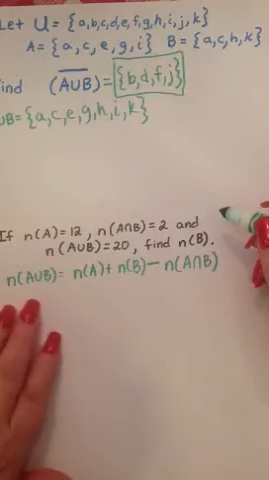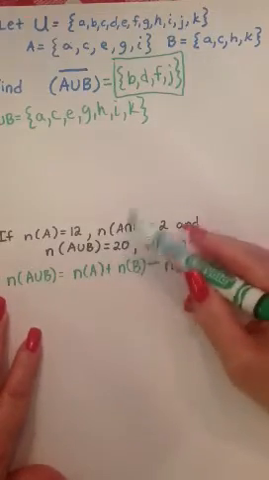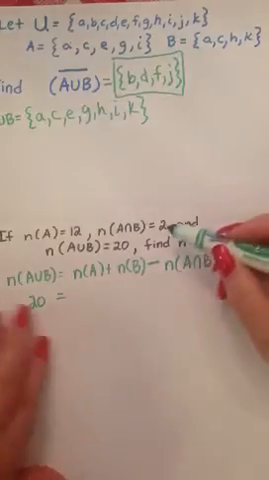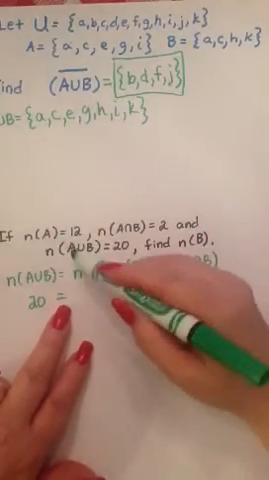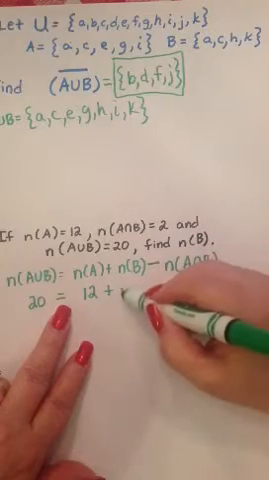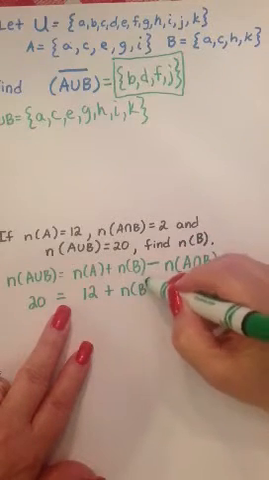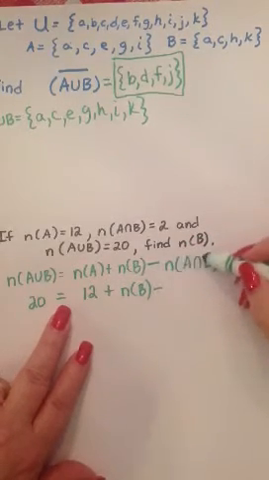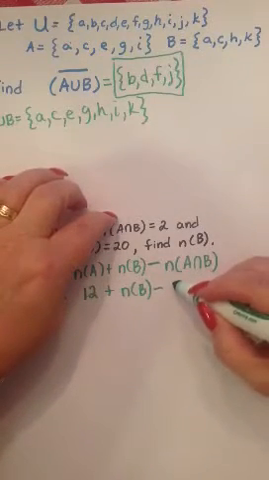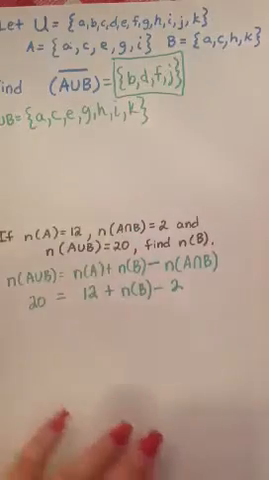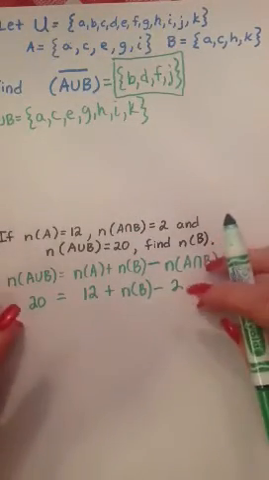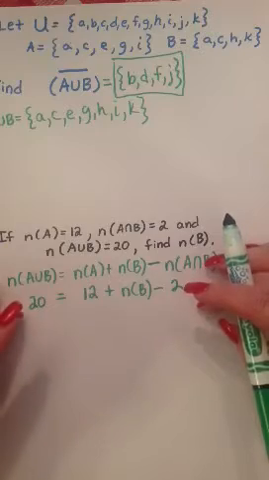Okay, so they already told me that A union B is 20, so I'm going to fill that in. They told me that the number of elements in A is 12. They asked me to find the number of elements in B, and they told me that the intersection is 2. So this would be minus 2. As soon as you write that down and you fill in the blanks, all you do is you just solve the equation.